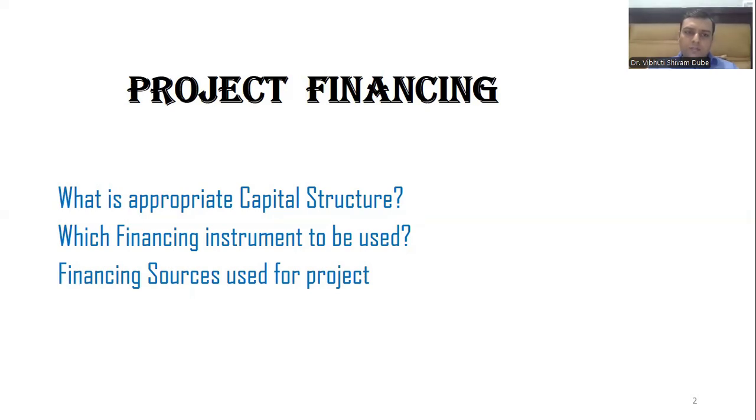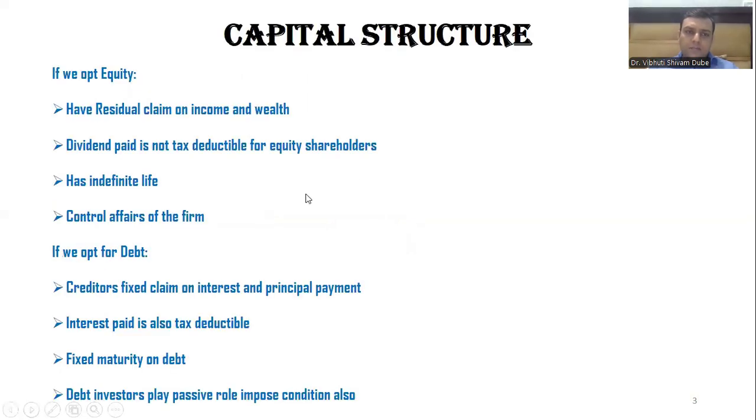First of all, we will be discussing the topic of capital structure. As we all know, capital structure is made up of equity and debt. If we opt for equity, the shareholders are considered the owners, and they have a residual claim on income and wealth. Dividend paid is not tax deductible for equity shareholders. They have a definite lifespan and control the affairs of the firm.